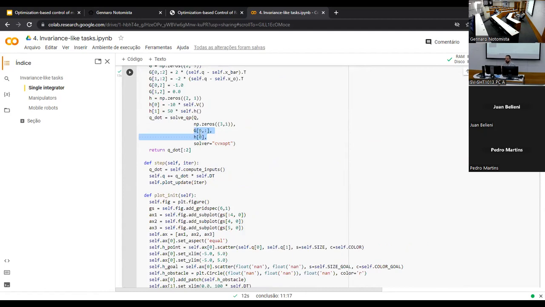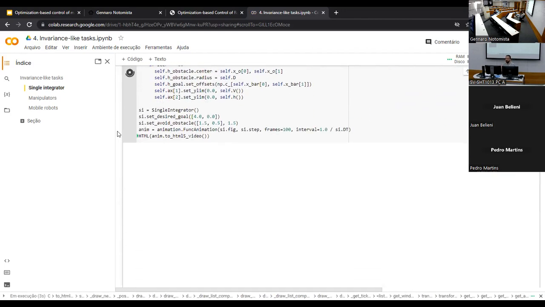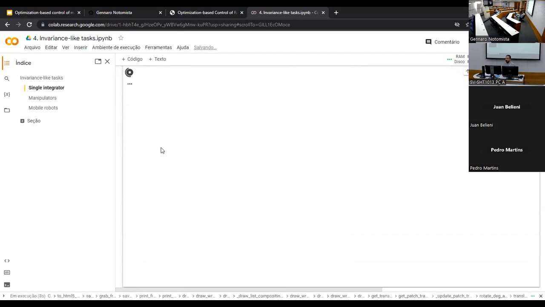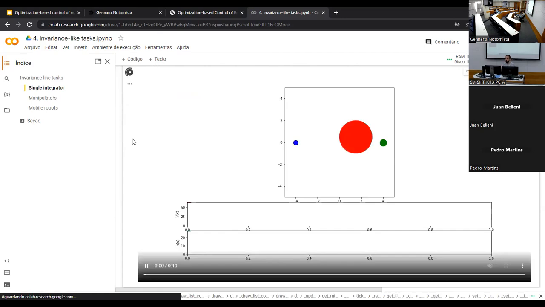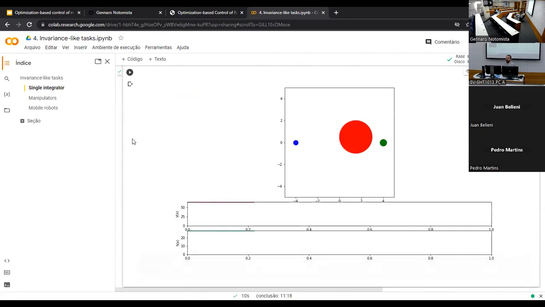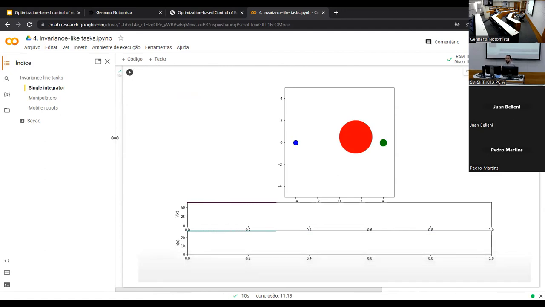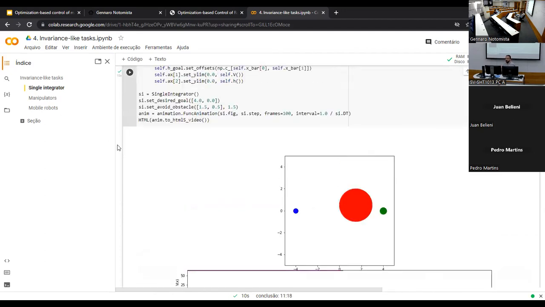Dually, if we are just including the invariance-like constraint, which means stay away from the red region and nothing else, then what we will see is that the robot doesn't move. So it says, okay, I'm in the set where I want to be, and if I don't move, I stay there. So I just don't.